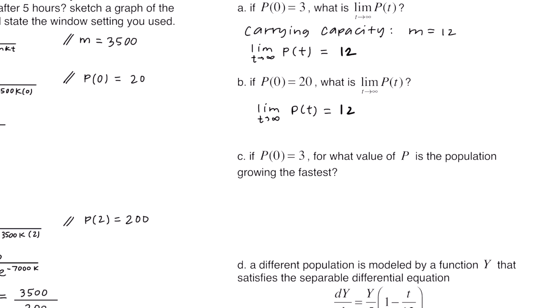Part C says if p of 0 equals 3, for what value of p is the population growing the fastest? The population grows the fastest when m is divided by 2. So if m is 12, then 12 divided by 2 is 6. So when the population is 6, that's when it's growing the fastest.